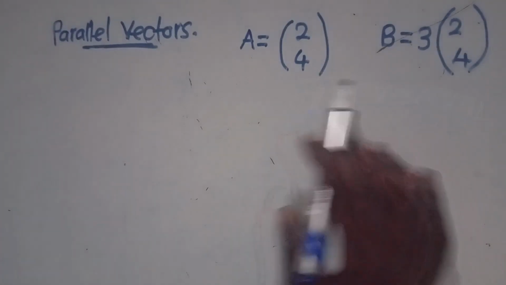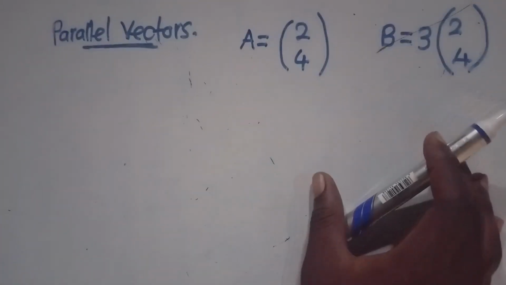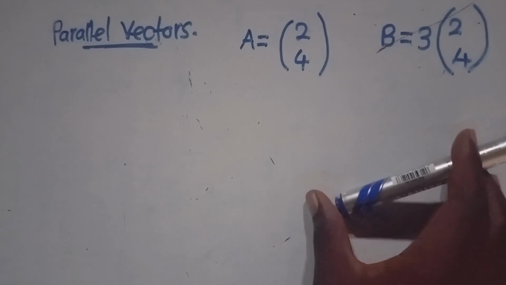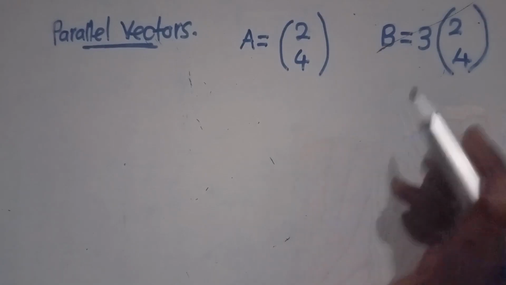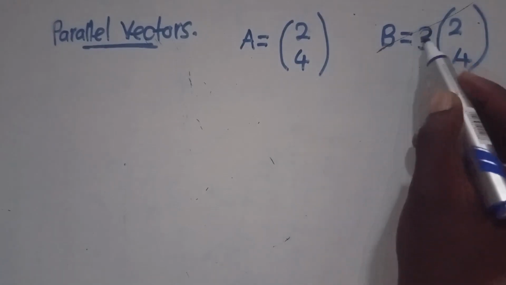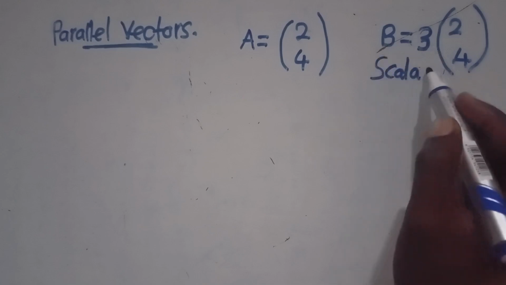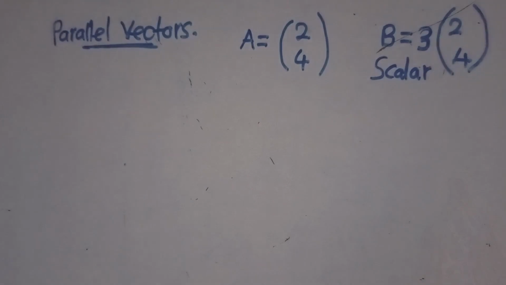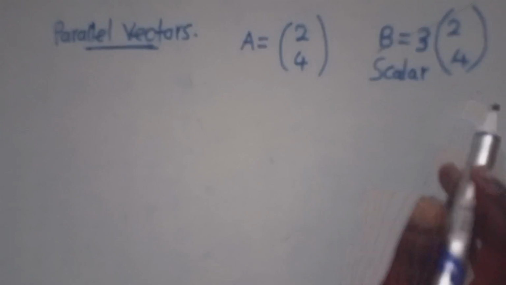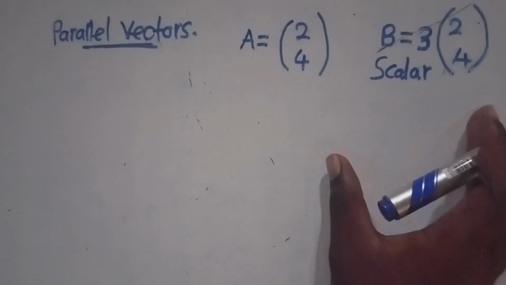It means that these two vectors are parallel. This is the meaning. So these two vectors are parallel. They are just differing by what? By a scalar. The difference is the scalar that is being used. That is the difference. In other words, this can also be like this.